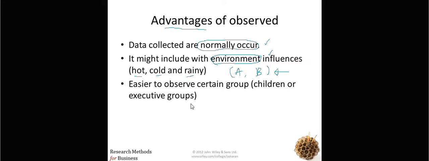Then another advantage, we can easily observe the group. That means, why can we easily observe the group? Because we join the group. So we can look at a certain group, whether we go for a study about children or executive group. That means we select which group we want to observe. This also depends on the issue that we found and how we want to solve it. So we select which group we want to study.